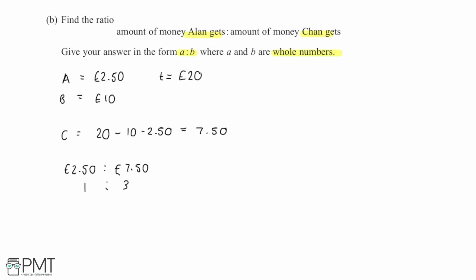But as for how the marks are awarded here, you would get the first mark for a process to find out Chan's share, so this 20 minus these values. And then a second mark is going to be for a correct ratio, so this ratio here, not necessarily in its simplified form. And then the final mark is for the final correct ratio in whole number form here, or it could be similarly a multiple of it, so 5 to 15 or something like that, as long as there are whole numbers.